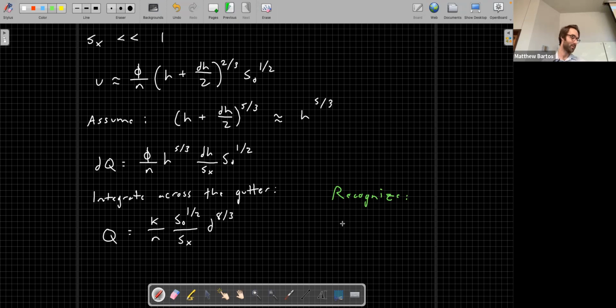We remember that the spread, TW, which is what we're interested in, is equal to the depth divided by the lateral slope, SX. With that, we can plug in this expression for D. So we substitute this expression in, so we can remove D, and what we end up with is the following equation. This will be our final equation.